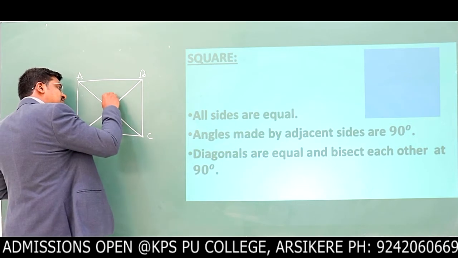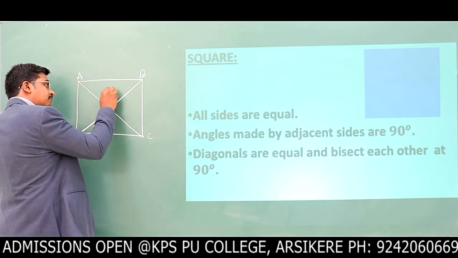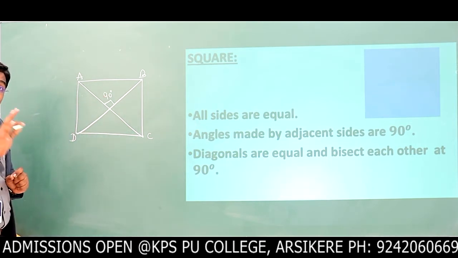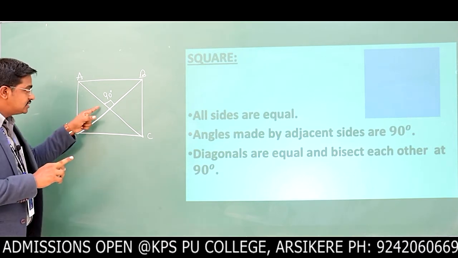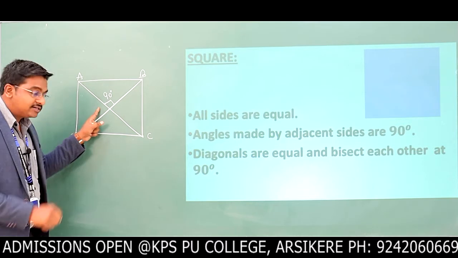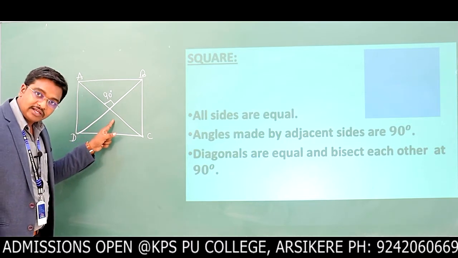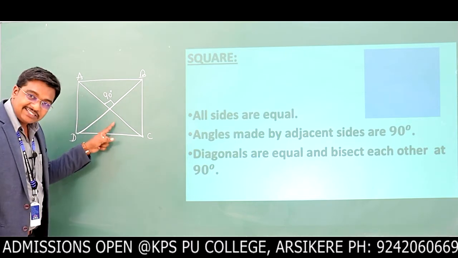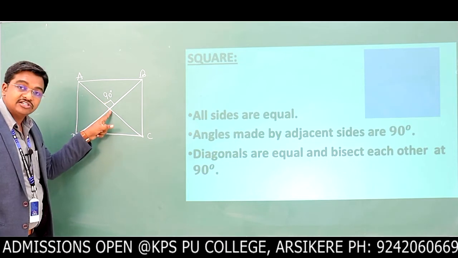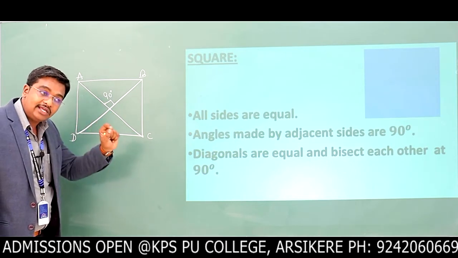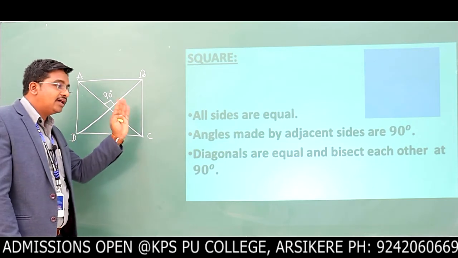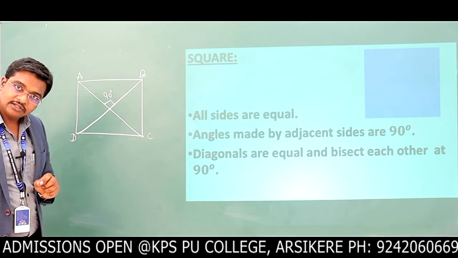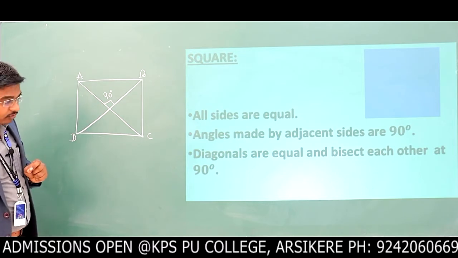The angle of intersection becomes 90 degrees. But in rectangle it is not 90 degrees. That is the difference between rectangle and square in diagonals. Diagonals in both the cases are equal. They bisect each other, but here the angle of intersection of diagonals is 90 degrees. There it is not 90 degrees. This is the difference between rectangle as well as the square. And what about area?